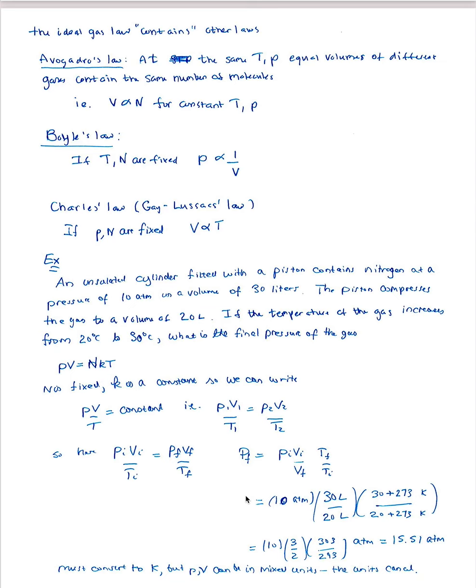If you look at a cylinder fitted with a piston, you can compress the gas, and I give some starting conditions and just work out what the change in pressure will be given the other changes in conditions. The important thing to note here is that we can take the ideal gas law, PV equals nKT, and we can rewrite it in the form that PV over T is equal to a constant.